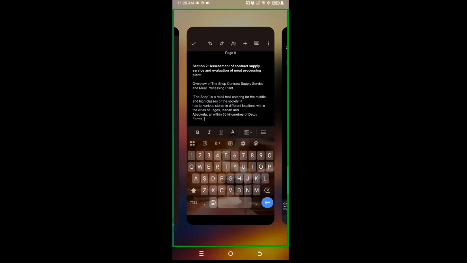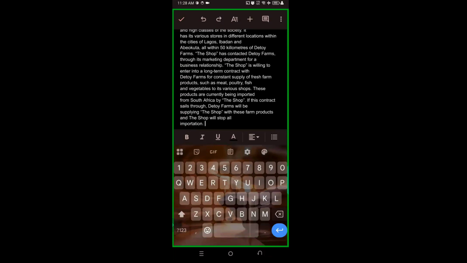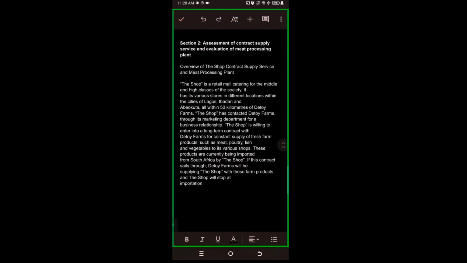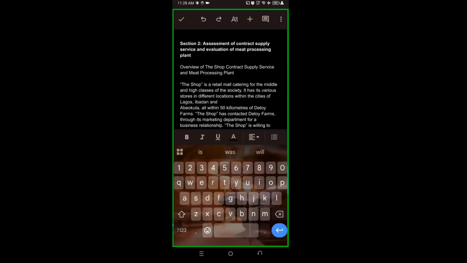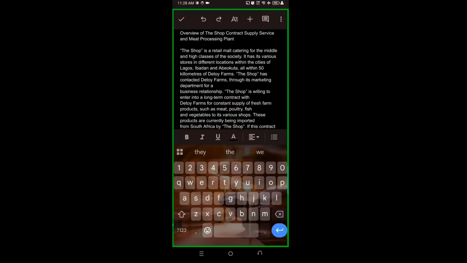Please, because of time, you will not need to copy. You have to paraphrase. If you read through now, it says: This shop is a retail mall catering for the middle and high classes of the society. It has its various stores in different locations within the cities of Lagos, Ibadan, or within 50 kilometers of Detroit Farms. This shop has contacted Detroit Farms through its marketing department for a business relationship.